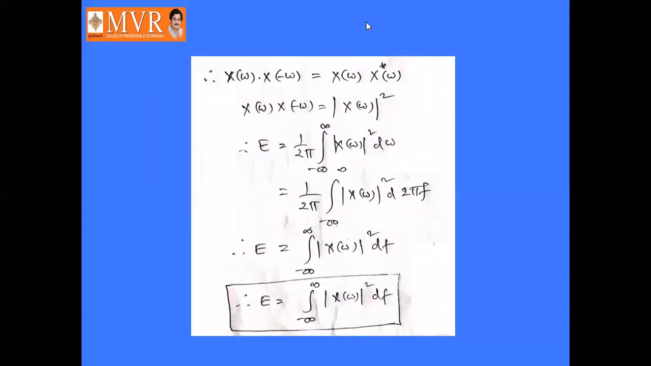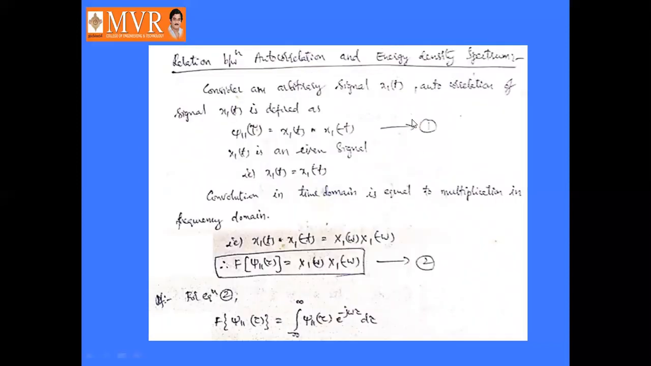Okay, next coming to the relation between autocorrelation and energy density spectrum. Autocorrelation, that is J11 of tau, and energy density spectrum. Consider any arbitrary signal x1 of t. The autocorrelation of signal x1 of t is defined as J11 of tau is equal to x1 of t convolved with x1 of minus t. That is equation number 1. Here x1 of t is an even signal, so x1 of t is equal to x1 of minus t.